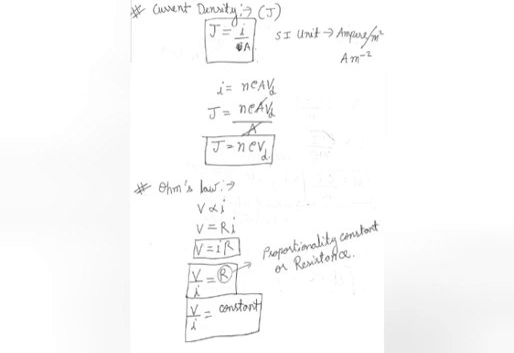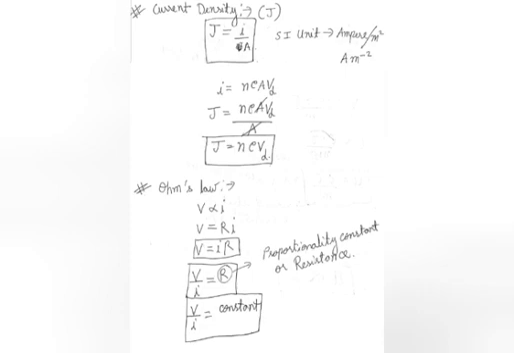Now what is this I? The expression for I we have already derived in terms of drift velocity, that is neAVd, which I have written over here. And if we put this formula in the expression, finally we'll get J is equal to neAVd upon A, where A and A would get cancelled out, and we are left with J is equal to neVd.